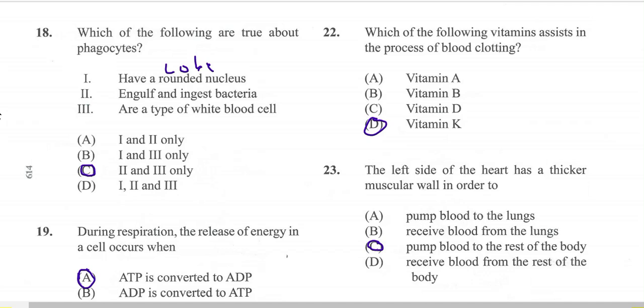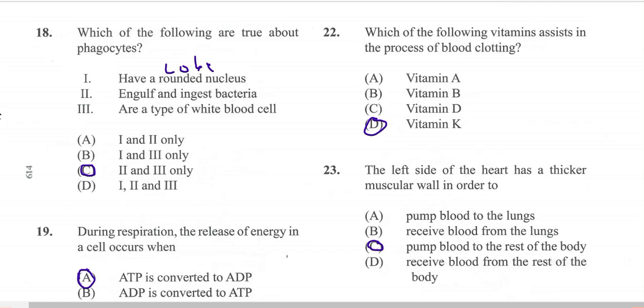We are down to question number 18. Which of the following are true about phagocytes? Wow, phagocytes. Phagocytes are white blood cells, and they tend to have what we refer to as a lobed nucleus. So here, true about phagocytes is that they engulf and ingest bacteria. That's true. They are a type of white blood cell, and they move by using pseudopodia, which are actually false legs, and engulf by what we call phagocytosis. So they would not have a rounded nucleus. Instead, they have a lobed nucleus. So here for question number 18, the response is going to be C.